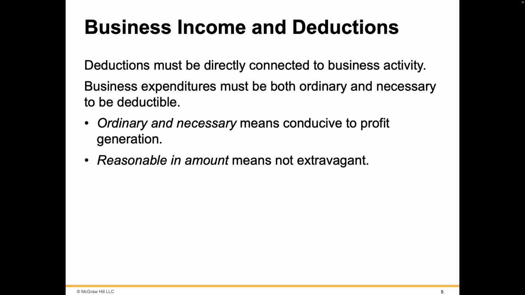Let's talk about business income and deductions. Deductions need to be directly connected to business activity. To qualify as a deductible expense, the cost must be closely tied to the operations of the business. This means that the expense should be directly associated with generating income or supporting the core functions of the business. Examples here would be things like rent for office space, salaries for employees, and the cost of goods sold. Personal expenses or costs not directly related to the business's operations are generally not deductible.